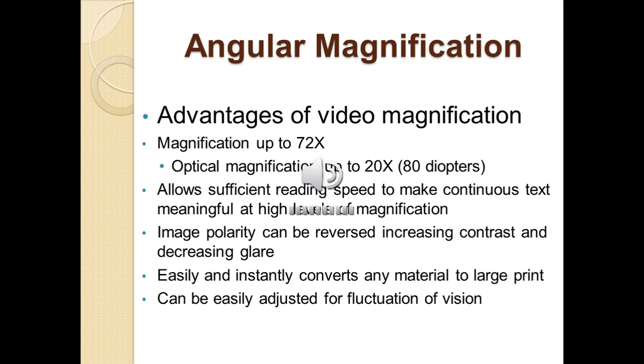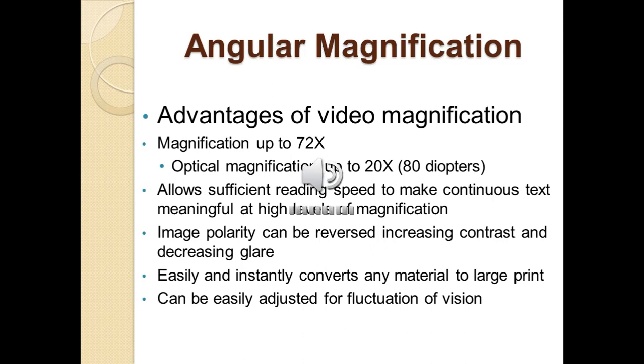And we just can't do that with optical magnifiers. Lighting helps in optical magnifiers. Like I said, the LED light has improved that with optical magnifiers, but it still doesn't come close to the contrast we're able to get with electronic magnification. And so basically, we can take small print and convert it to large print.